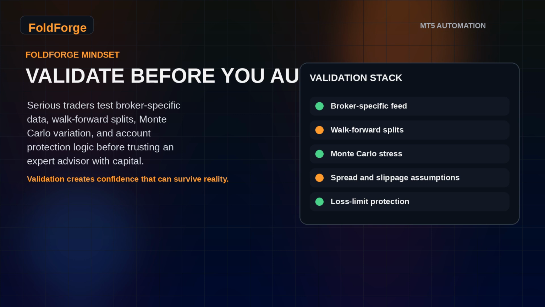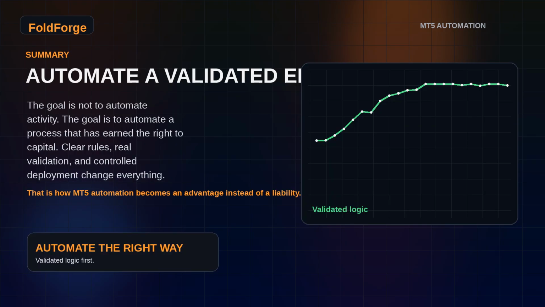So if you remember one thing from this video, remember this. The goal is not to automate trading activity. The goal is to automate a validated edge. If the rules are vague, the testing is weak, and the risk controls are missing, MT5 will simply execute your mistakes faster. But if the logic is clear, the validation is real, and the deployment is controlled, automation can become one of the strongest tools in your trading process.